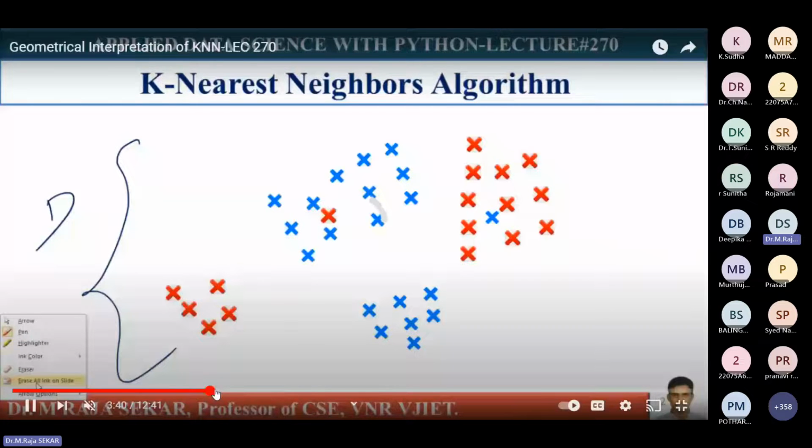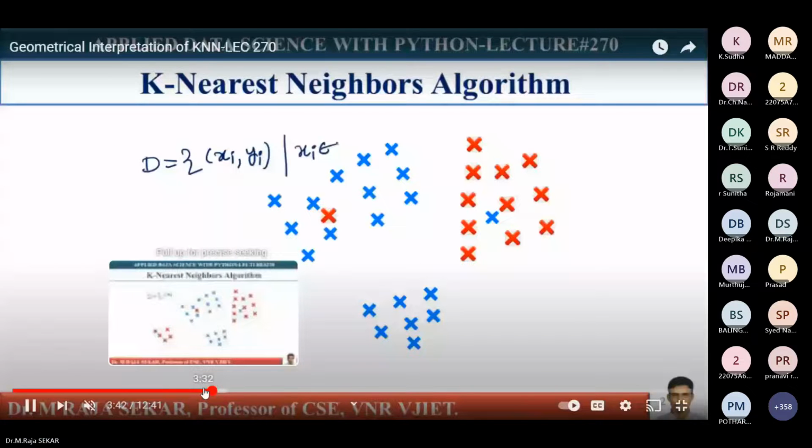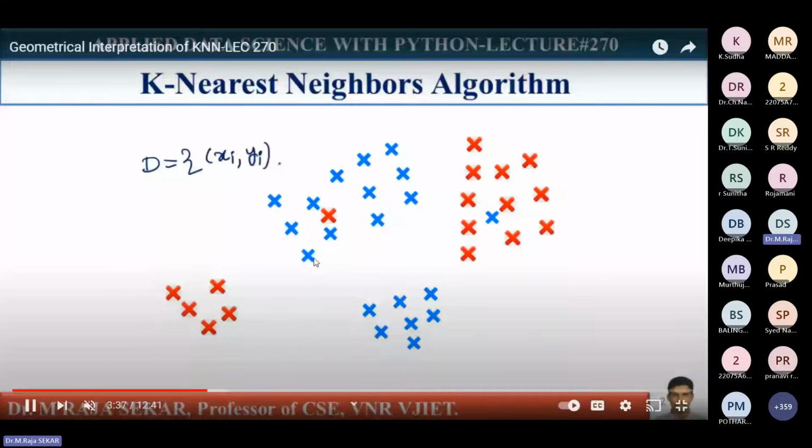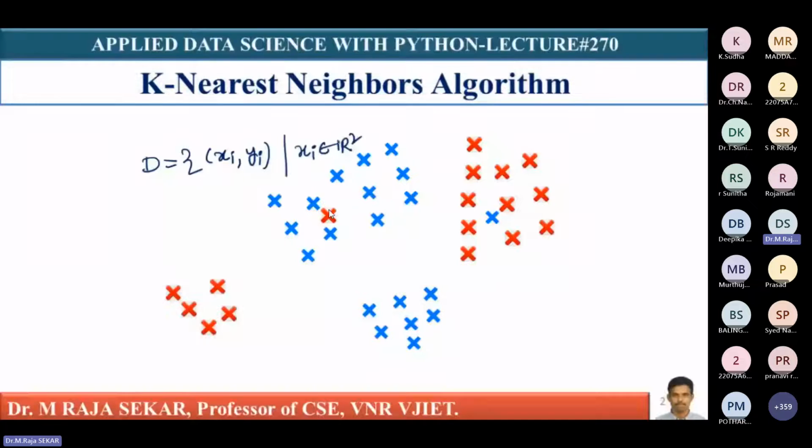That's what it says. What is this? This is my data set. My data set is (xi, yi), where xi belongs to R2. That's important. Here xi belongs to R2, my dear friends.